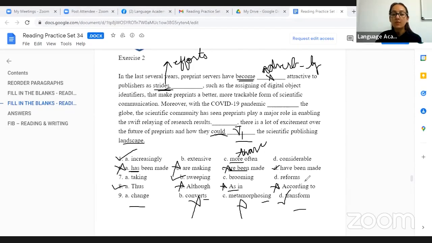So if you want to put reforms at number three, did you read the sentence after putting reforms there? So it says, moreover, with the COVID-19 pandemic reforms the globe. Does it make sense? Like you can say, with students clean the room. Is it right English? With students clean the room, comma. With students cleaning the room is right English. So the same thing: frame sentences so that you get to know the different use of tenses. Frame similar sentences to give yourself examples, that should I put ing form, should I put without ing form. So that will help you to realize which answer you need. Right?